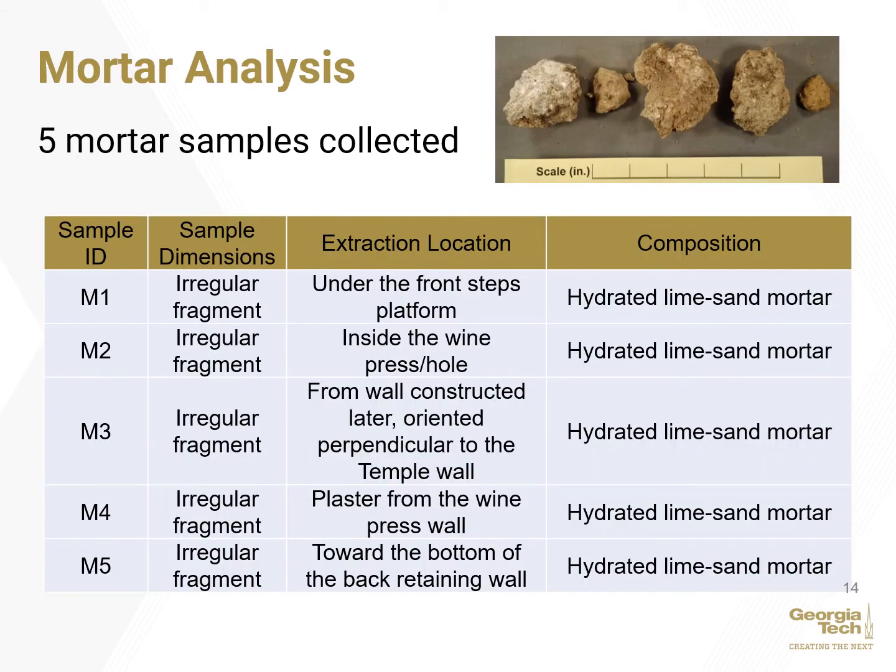Here's a tabulated summary of our samples. And on the top you can see a picture. All of the samples we got were irregular, and of course aged and somewhat contaminated with other dirt around, but we identified their location, and all of them were identified as hydrated lime sand mortar after all the analysis. So at a glance, the aggregate or the binder seemed similar in all cases.